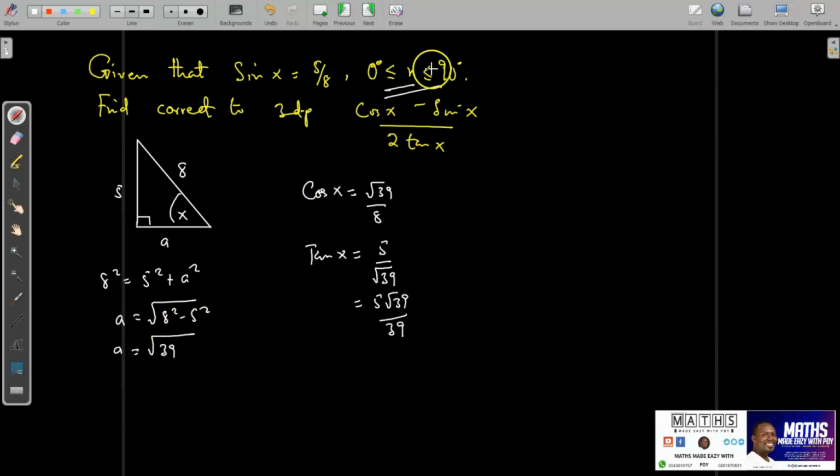If the range was different, let's say from 90 to 180, then you are talking about the second quadrant. In the second quadrant, only sine is positive, but the rest are negative. So if it was 90 degrees less than or equal to x less than or equal to 180, then the cos x that I've found, I would have negated it, and the tan x that I've found, I would have negated it. Are you following what I'm saying?